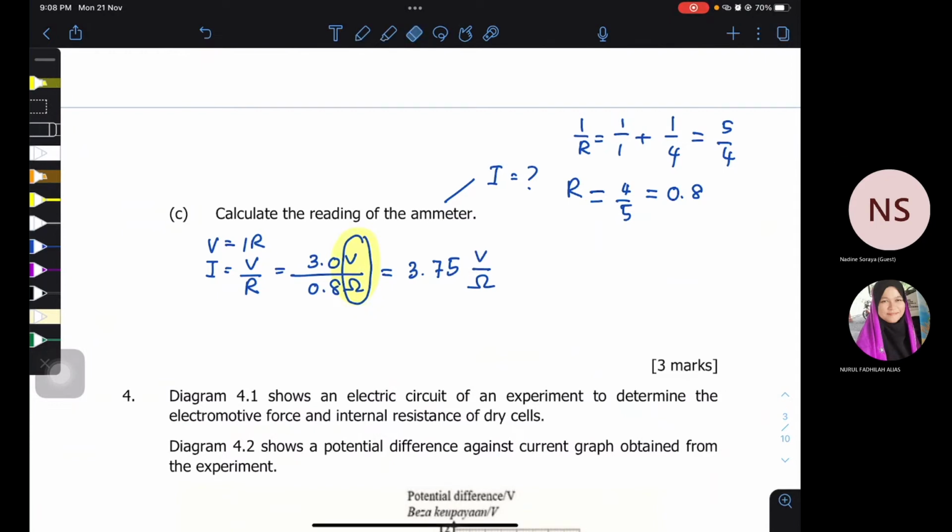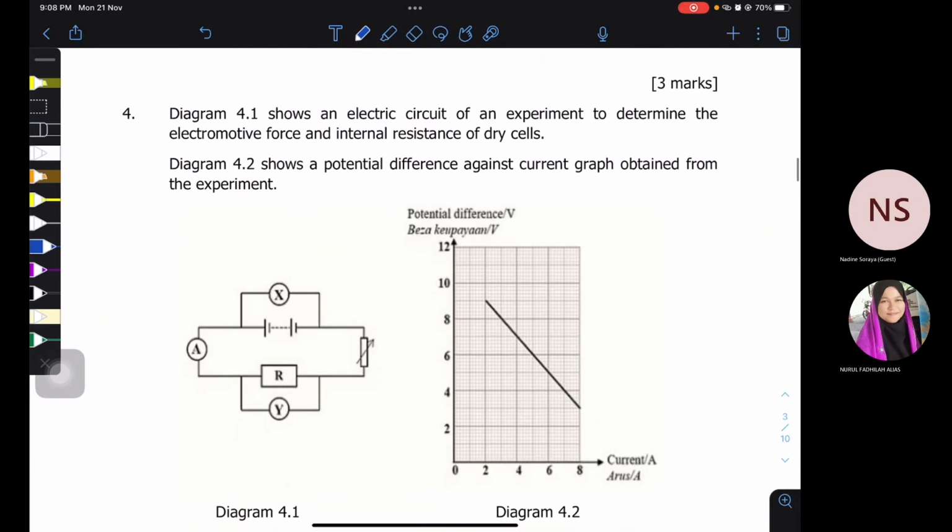Tapi ada student yang tahu, dia boleh tulis sebab soalan ni dia nak current. Oh, saya tahu unit dia ampere. Pun boleh. Jadi you jangan susah hati. You tak hafal, tulis what's given. Macam tu je. Okay, dah. Habis soalan tu. Sekarang kita masuk subtopik EMF.